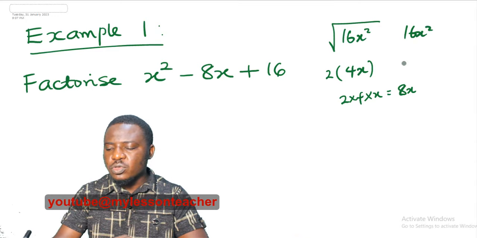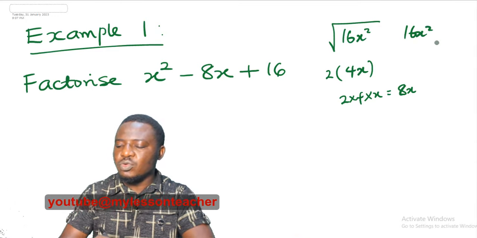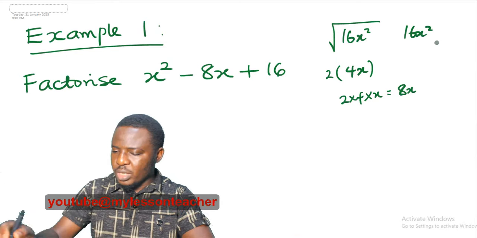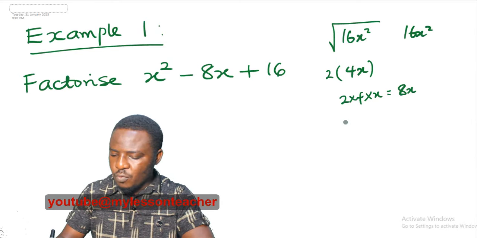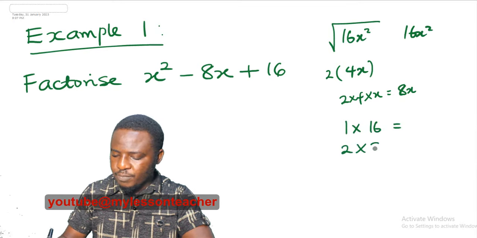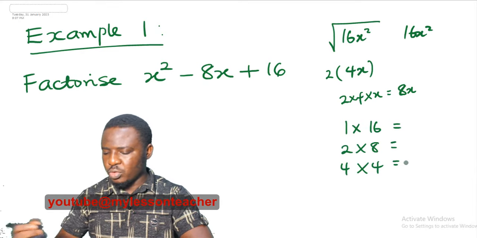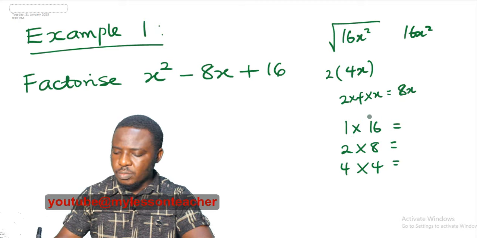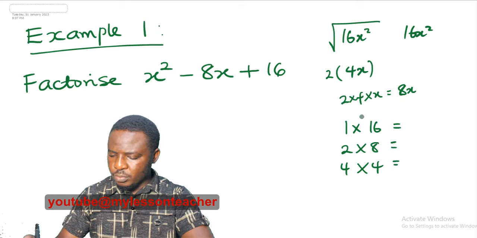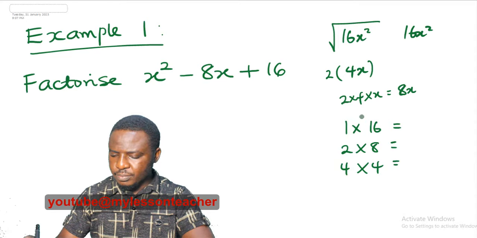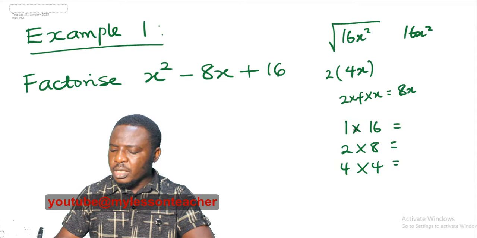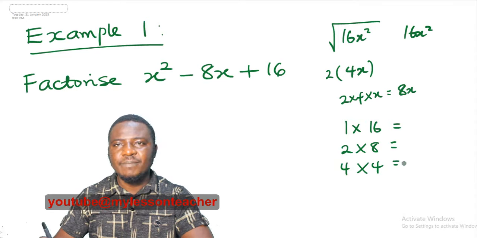Look for all the 2 numbers that when you multiply them together, it gives you 16x squared, and that includes 1 times 16, which will give you 16. We have 2 times 8, it will give you 16. We have 4 times 4, it will give you 16. And what else? 16 times 1, which is the same thing as 1 times 16. So what do we do in this case? If you multiply all of them together, it gives you 16.